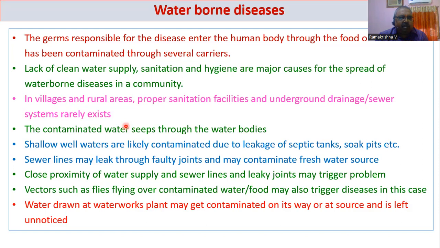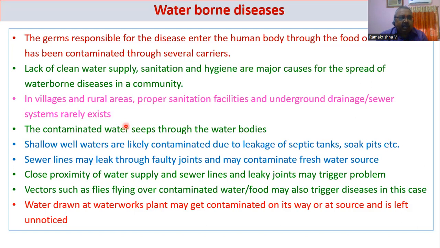If there is a water source nearby, some hand pump nearby, this contaminated water will go into that water body, seep through, and subsequently contaminate that water source. Take shallow well water: suppose there is an open well and there is a leak in the compound wall, the surrounding protection wall of that open well. Then this drainage water will directly move through that and contaminate the drinking water of the open well.